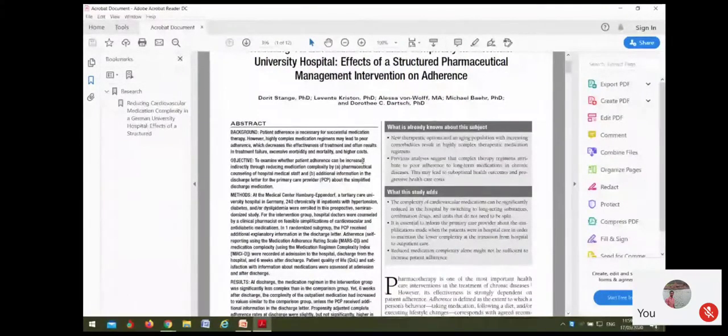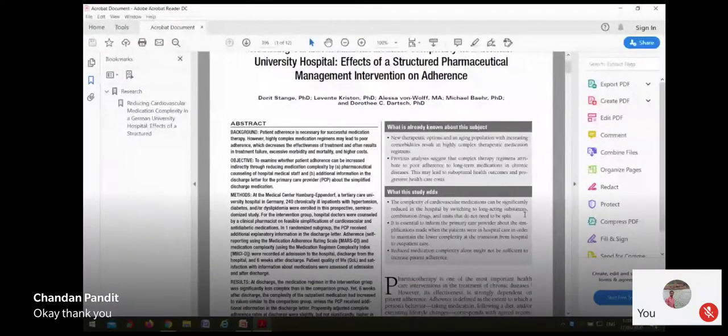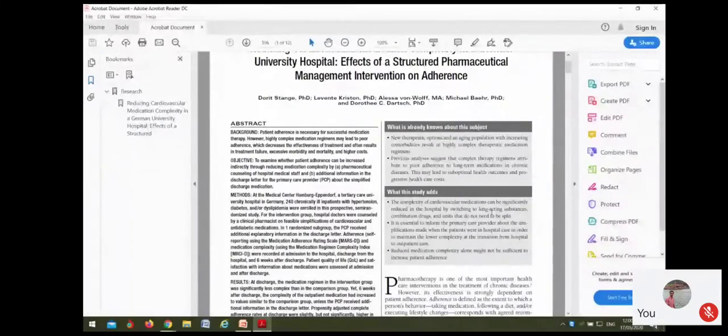Now, what is this study adding, apart from what is already known? This study adds that the complexity of cardiovascular medication can be significantly reduced in hospital by switching to long-acting substance combinations. So he's telling us to make use of long-acting substance combination drugs and units that do not need to be split. So they are splitting that one. He is telling that long-acting substance combinations have to be added.